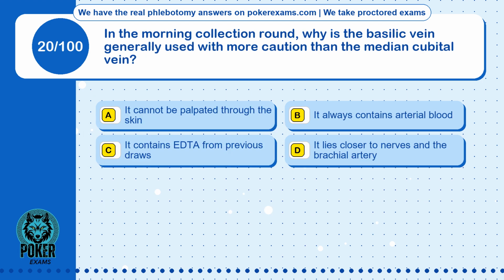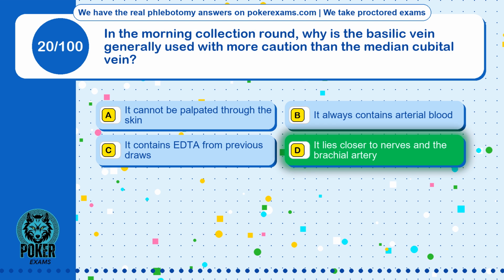Question 20. In the morning collection round, why is the basilic vein generally used with more caution than the median cubital vein? Option A. It cannot be palpated through the skin. Option B. It always contains arterial blood. Option C. It contains EDTA from previous draws. Option D. It lies closer to nerves and the brachial artery. The correct answer is option D.